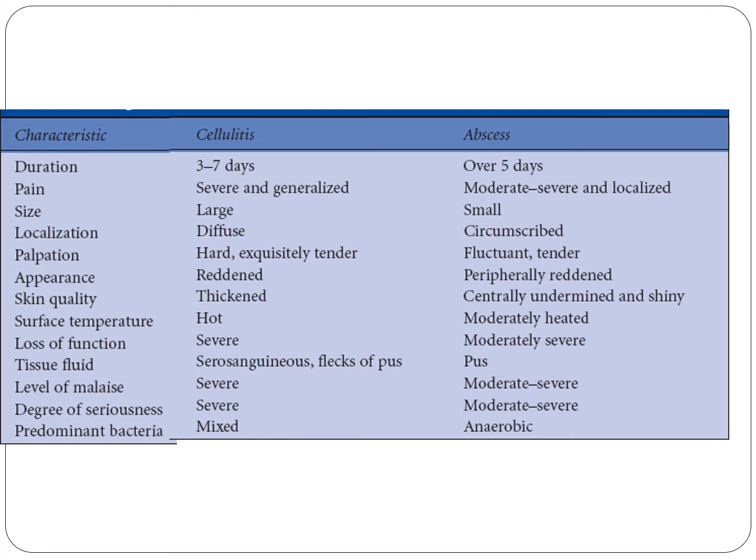So when you make an incision in a cellulitis, you won't get any frank pus, just serosanguinous fluid with flecks of pus. Whereas in an abscess, when you make an incision and drain it, there will be frank pus. And the level of malaise is severe in cellulitis, moderate to severe in abscess, and the degree of seriousness also is severe in cellulitis, moderate to severe in abscess. And the predominant bacteria in cellulitis is mixed, whereas in abscess it is anaerobic.